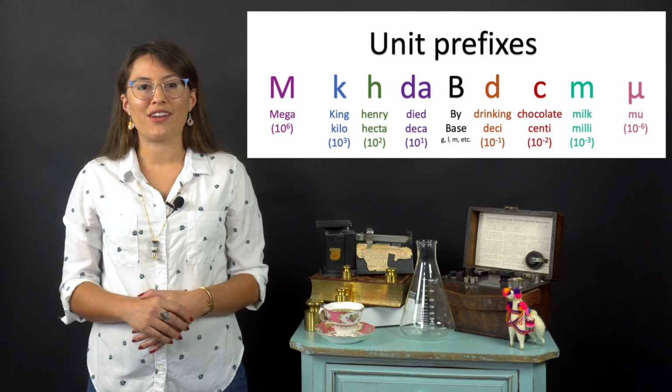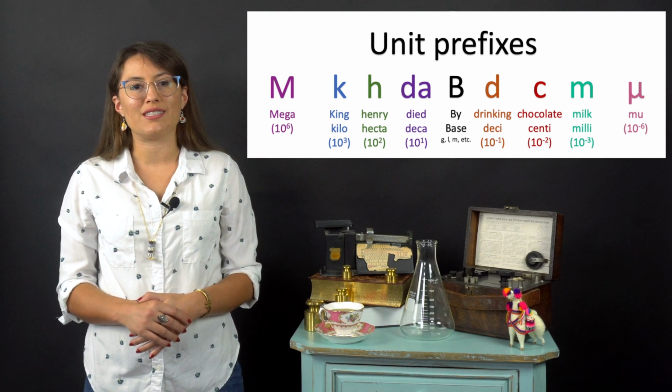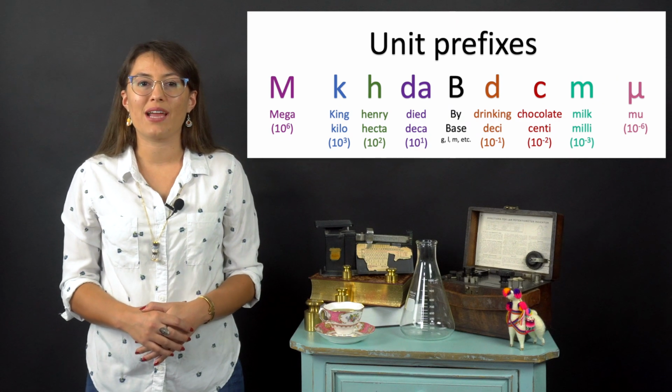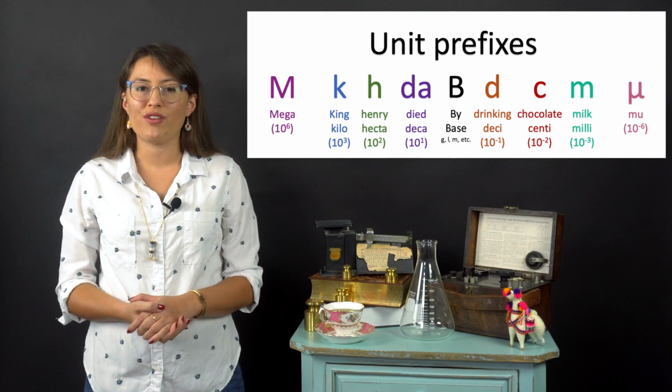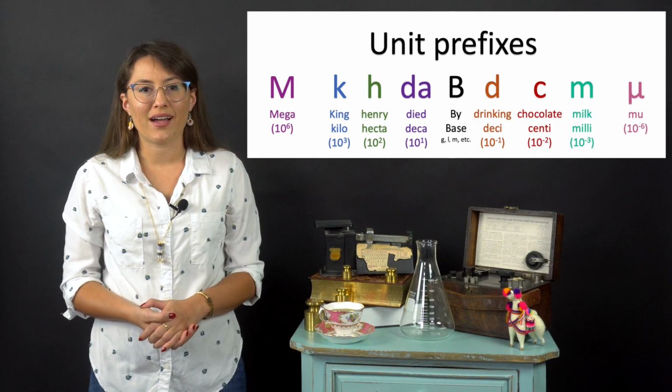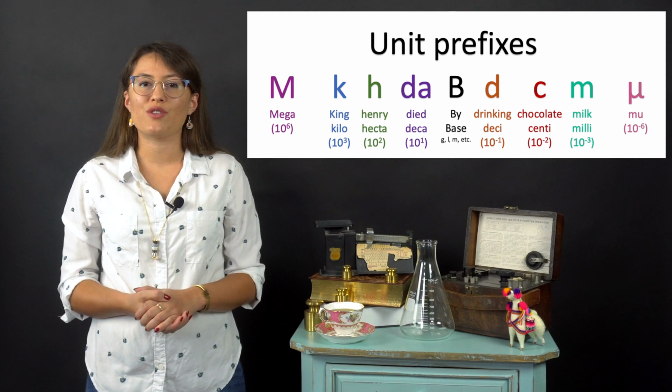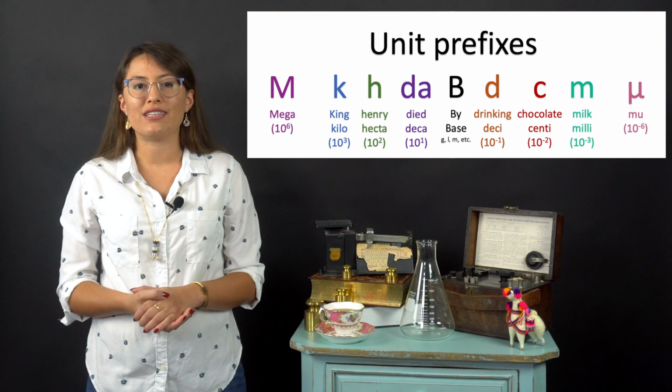A nice little acronym that can be used to help with learning these prefixes is King Henry died by drinking chocolate milk, where the first letter of each word refers to the prefix kilo, hecto, deca. B stands for the base and refers to the SI unit, such as meter, liter, gram.